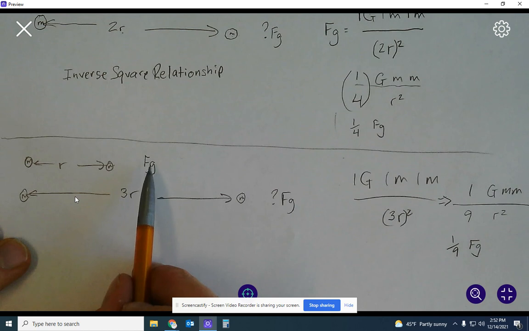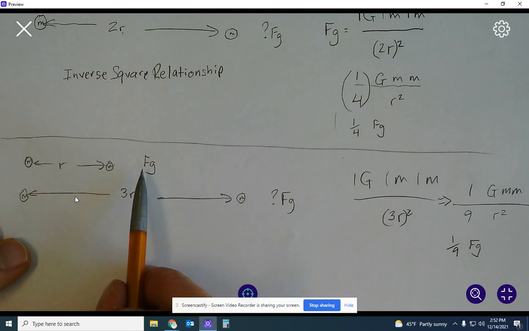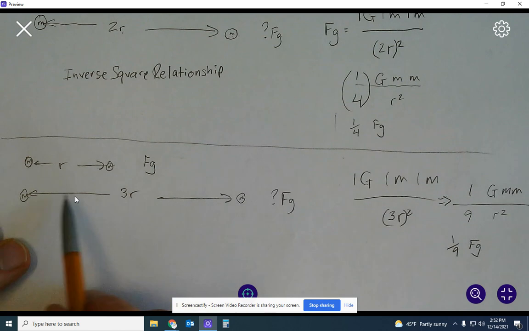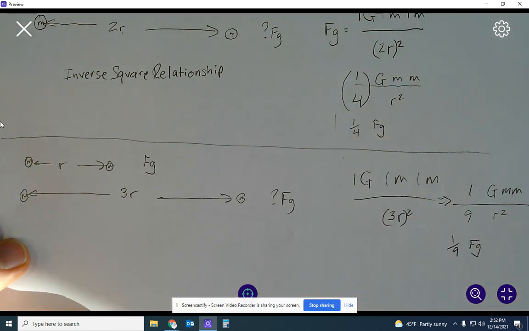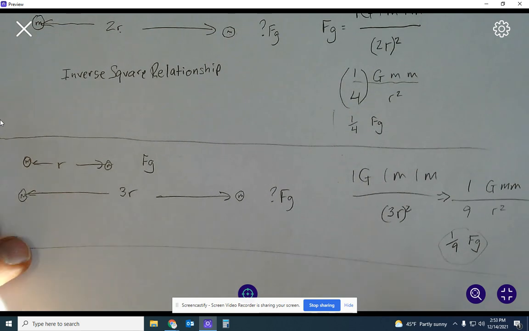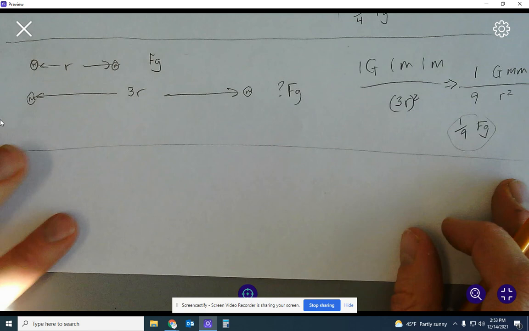So if this was, I don't know, 90 newtons of force between these two objects, this is now 10 newtons of force because I pulled them apart 3 times as far as they were. This is the factor by which it changed. It's not the new force, it's how much change there was compared to the previous scenario. All right, let's try one more.